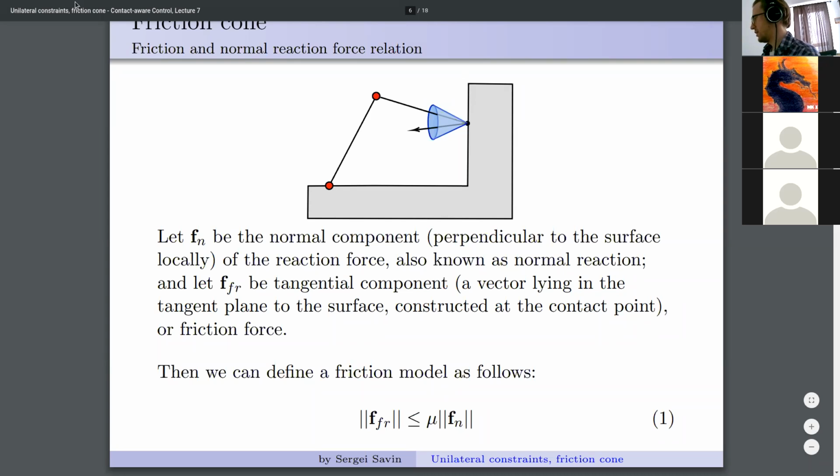Now notice, please, that in expression number 1, you have vectors, and we take norms of those vectors. So here, Fn and F friction are both 3-dimensional vectors. That is important.